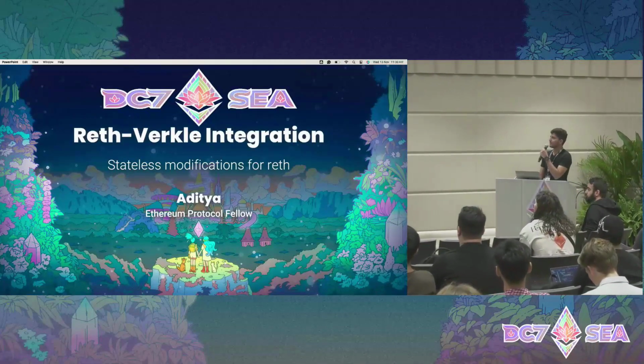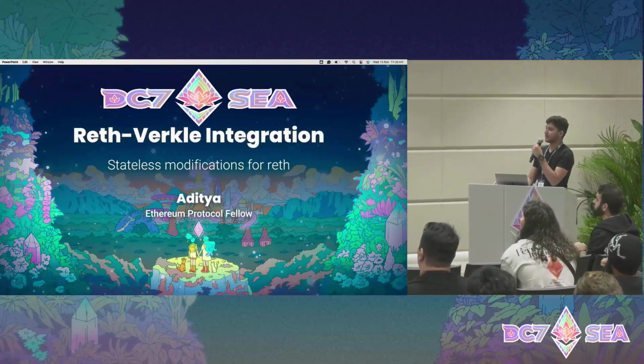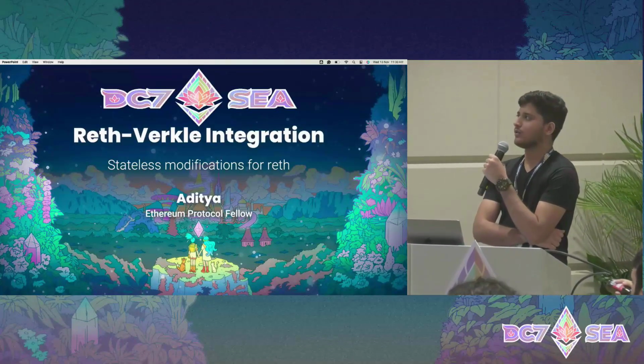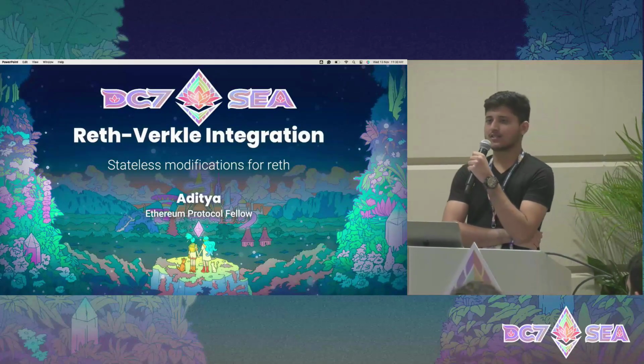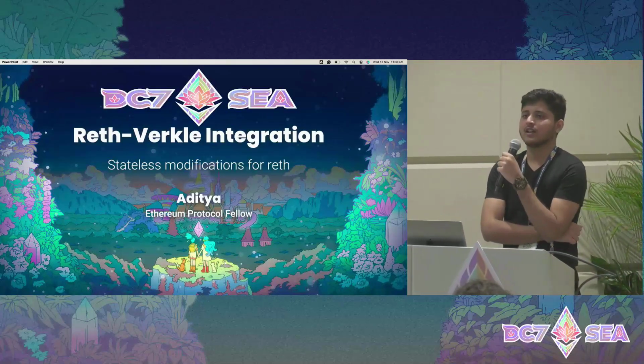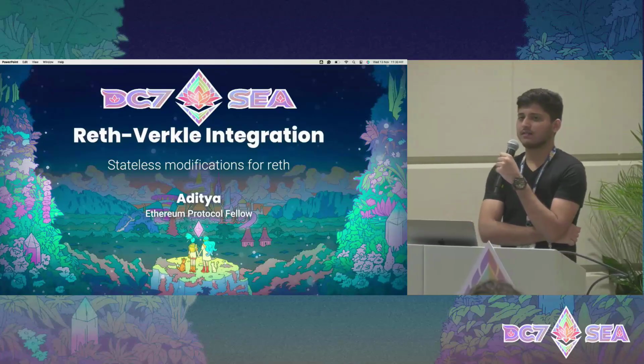So I'm Aditya. I worked on the project of Verkle tree integration in reth. Basically, the code involved modifications in reth to enable the stateless mode. Before moving forward, I would like to discuss a few points about the Verge and the Verkle trees.